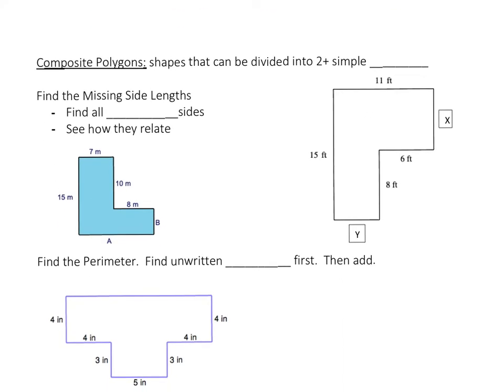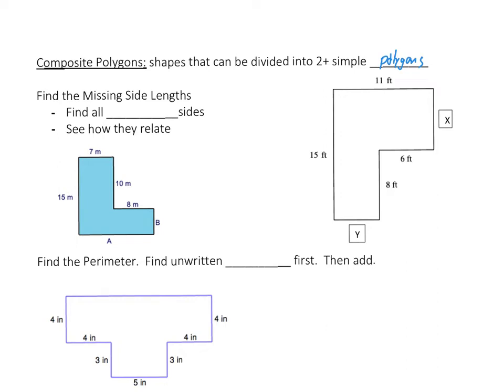All right, let's move on to today's meat, composite polygons. Composite polygons are shapes that can be divided into two or more simple polygons. So the word composite means we're combining at least two things. Okay, so find the missing side lengths. Now we're going to deal with perimeter stuff.